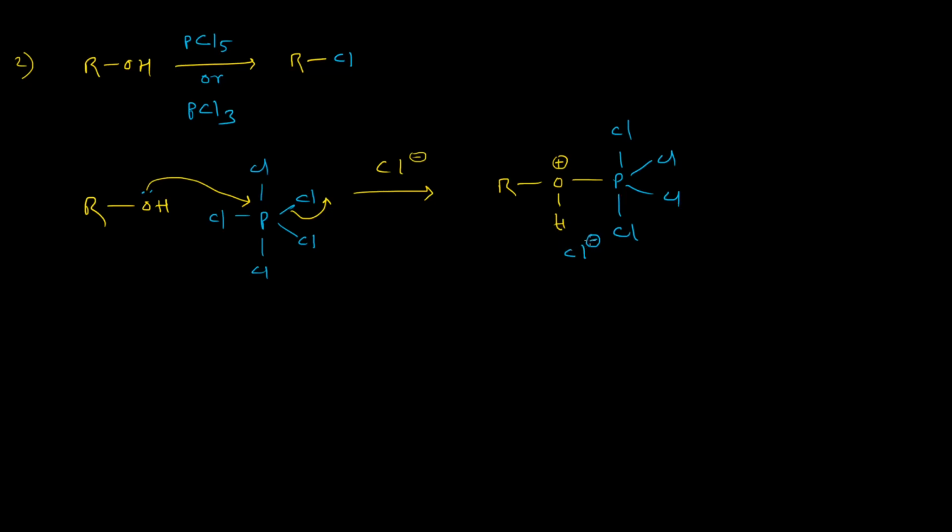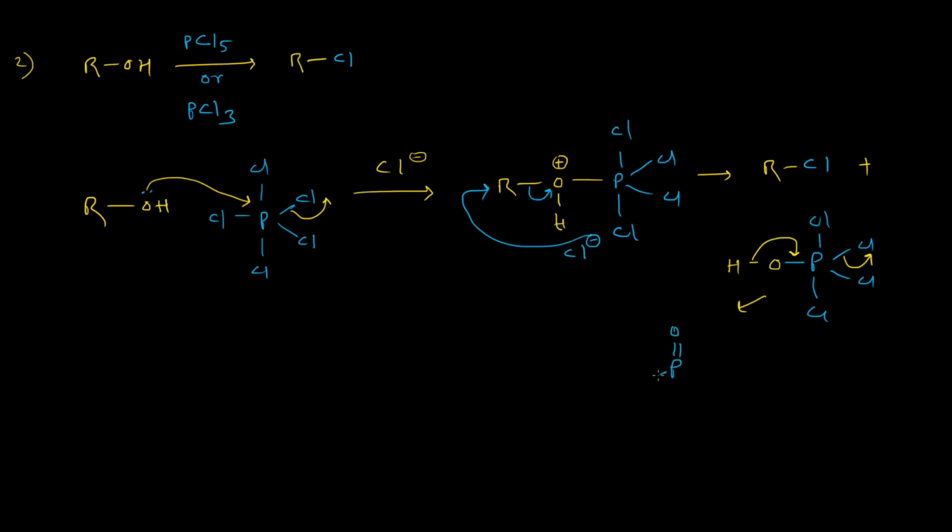So right now what will happen, this chloride will attack from the backside of this carbon oxygen single bond, and this bond will essentially break, and it will lead to the formation of the alkyl halide along with the formation of, which will be essentially converted into this compound. Right? So this is the overall reaction when PCl5 is used for chlorination.